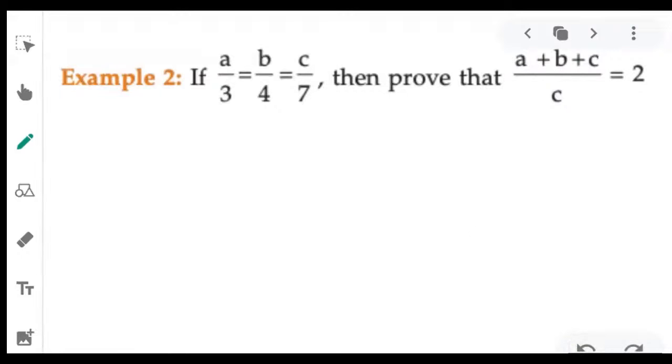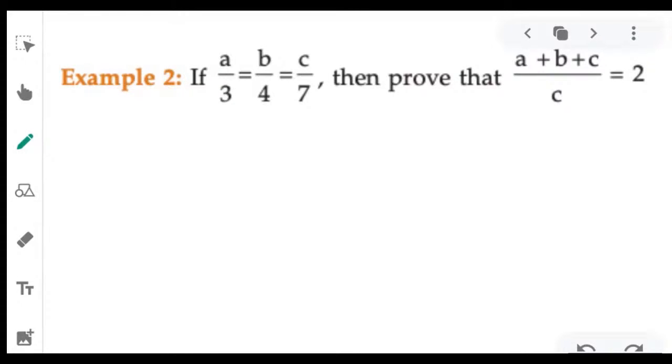Now try to do this problem. Mamata, read this question out for me. Or did you read the last question also? Yes, ma'am. Then Nida, read this question out for me, please. If A by 3 is equal to B by 4 is equal to C by 7, then prove that A plus B plus C by C is equal to 2.